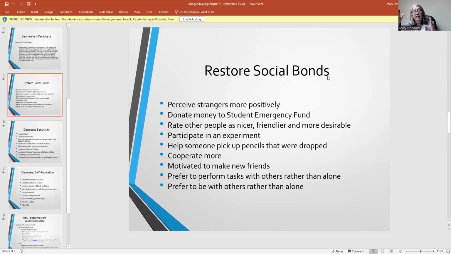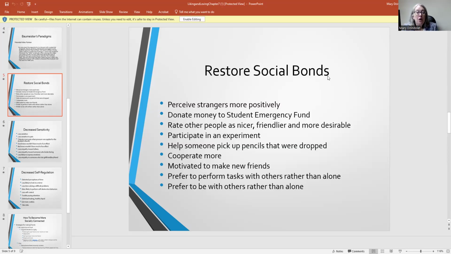So you rate strangers more positively. I mean, everyone rates them over 4 on a 1 to 7 scale, but you go even more. You're going to be above 4 and even sometimes close to 5. You're more likely to donate money to a student emergency fund. You're going to rate other people as nicer, friendlier, and more desirable. You're more likely to say, yes, I'll volunteer to participate in an experiment. If someone dropped pencils in front of you, they make it so it's a confederate, obviously, you're more likely to stop and help someone pick up the pencils. In an experiment that involves cooperation, you cooperate more.